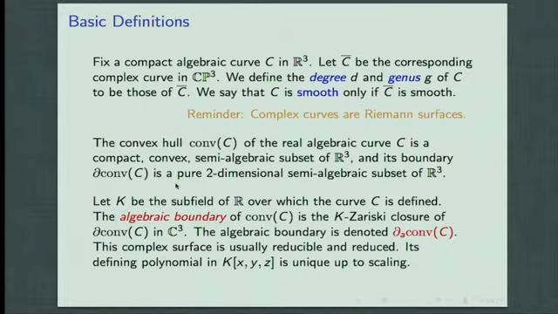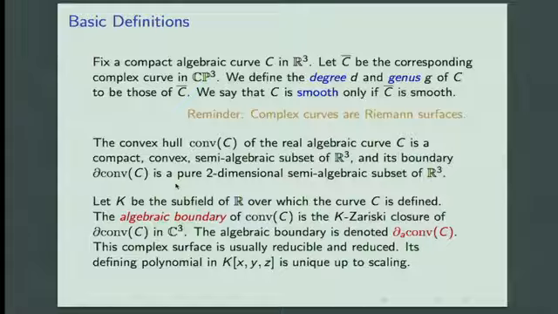The convex hull of a real algebraic curve, such as the cable, is a compact, convex, semi-algebraic subset in 3-space. And by Tarski's theorem on quantifier elimination, the boundary is a pure 2-dimensional semi-algebraic subset of 3-space. Okay? So I have a 2-dimensional semi-algebraic set, which just means given by a Boolean combination of equations and inequalities. Now I'd like to make this a little easier by replacing the boundary by the algebraic boundary. Let me define the algebraic boundary.